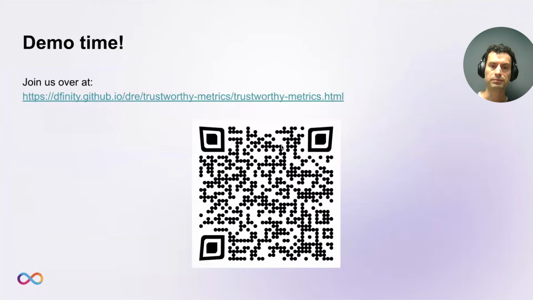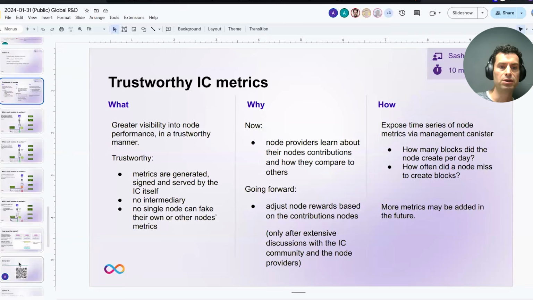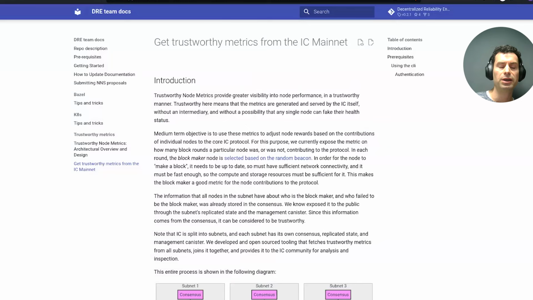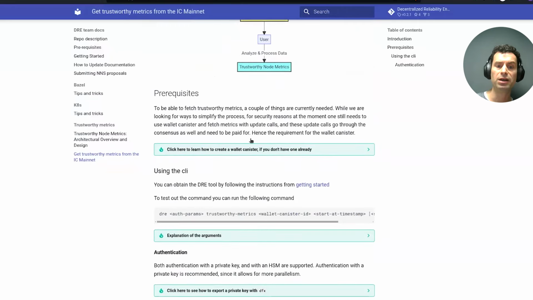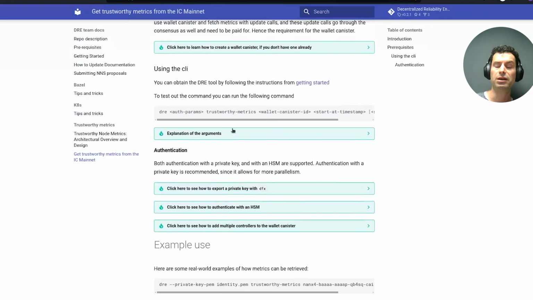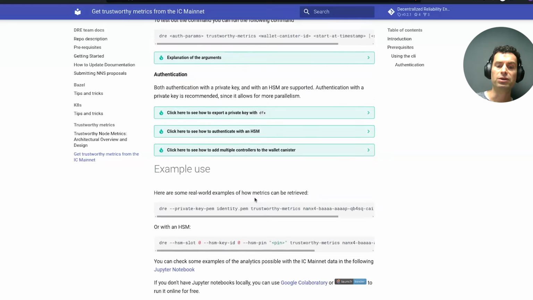All right, so let's do a demo. If you click on this link, it opens a page with the documentation that we prepared. We explain the protocol and what we're trying to do, and provide detailed information on how to get the tool and how to use it. Among other things, it's necessary to prepare a wallet canister because all this communication needs to be trustworthy, meaning we use update calls, and for update calls, one needs to pay. So unfortunately, we have to use a wallet canister at the moment from the end user side.